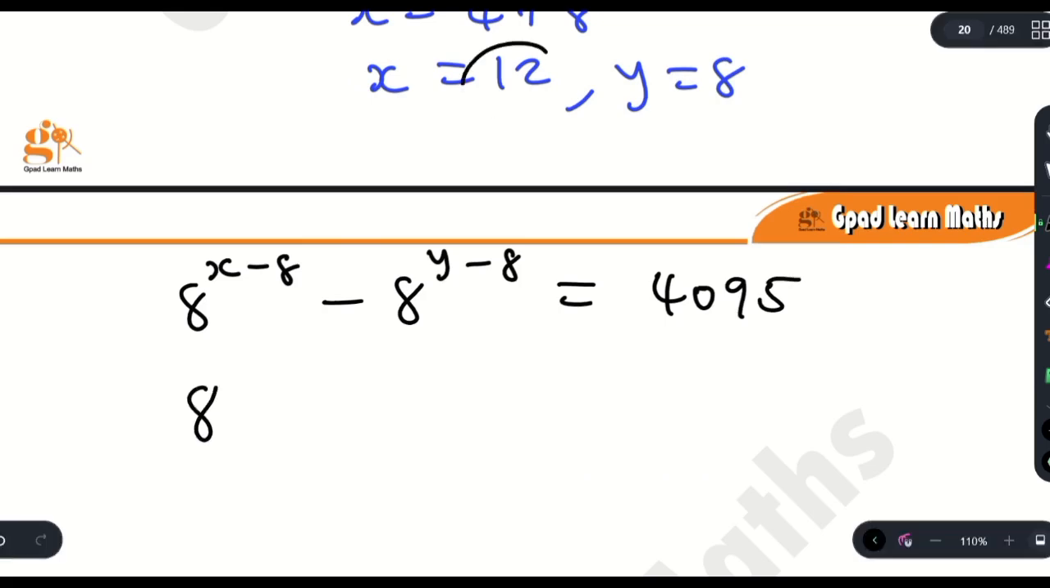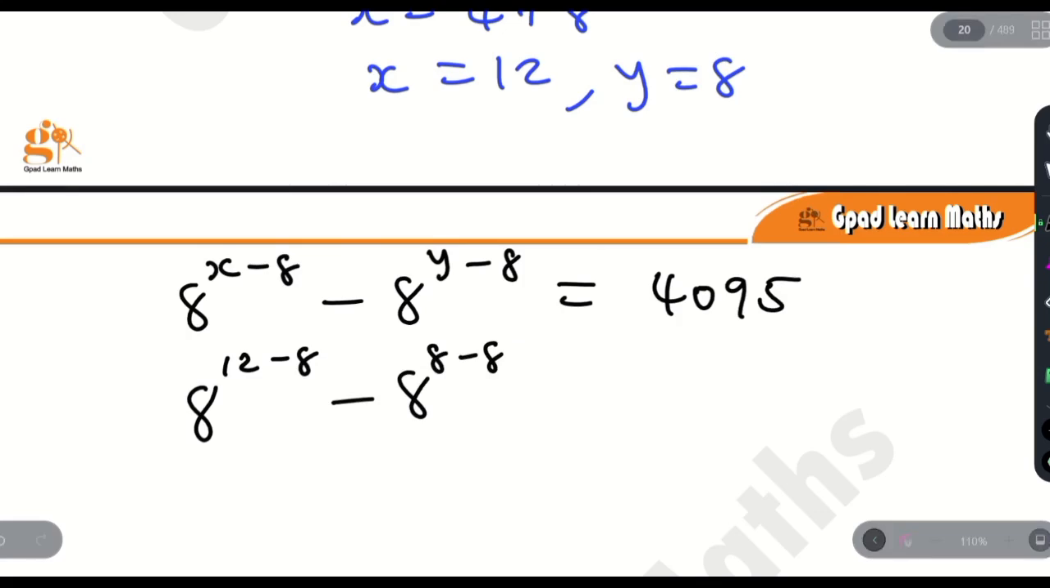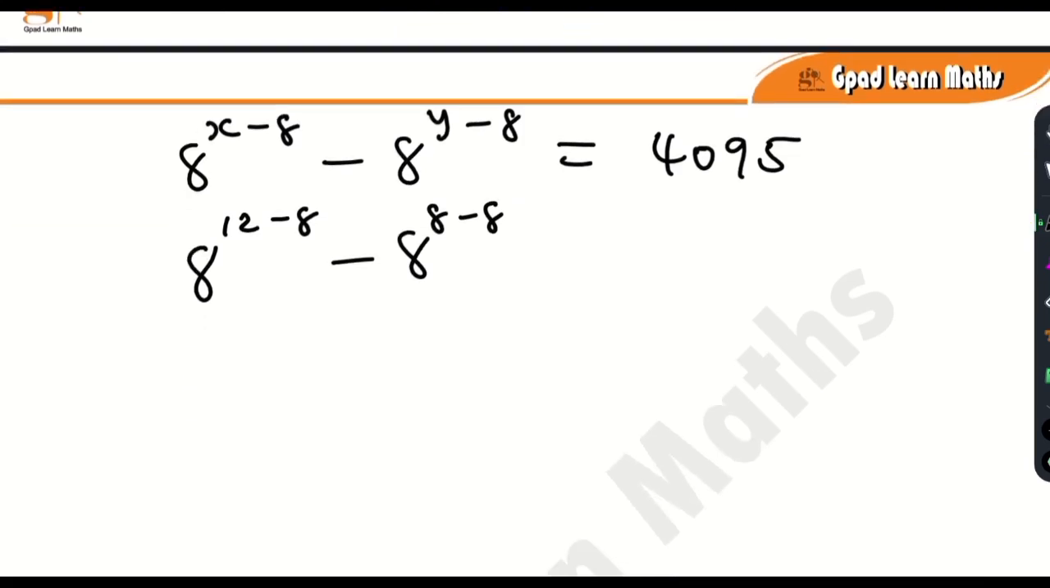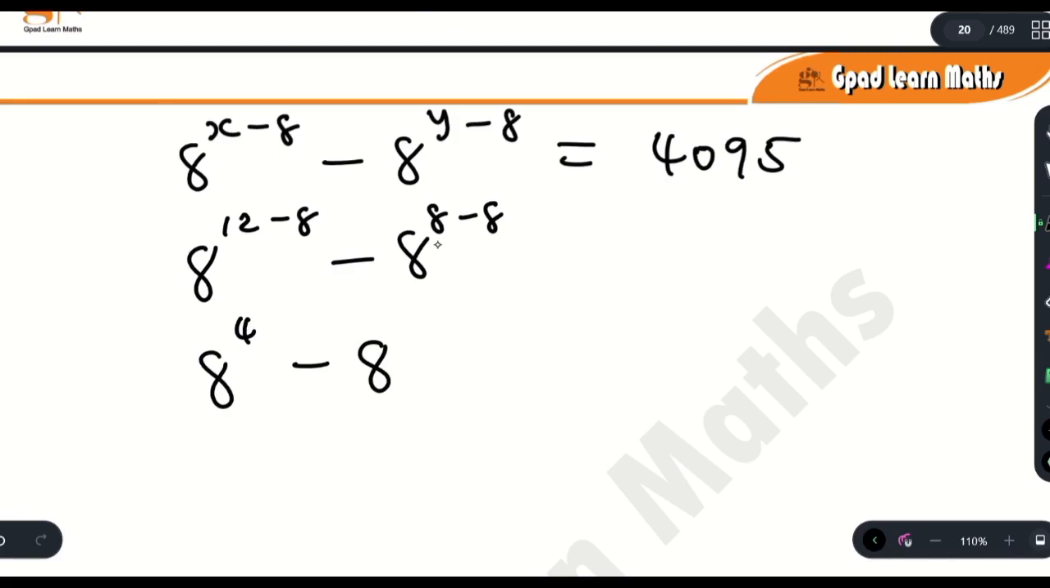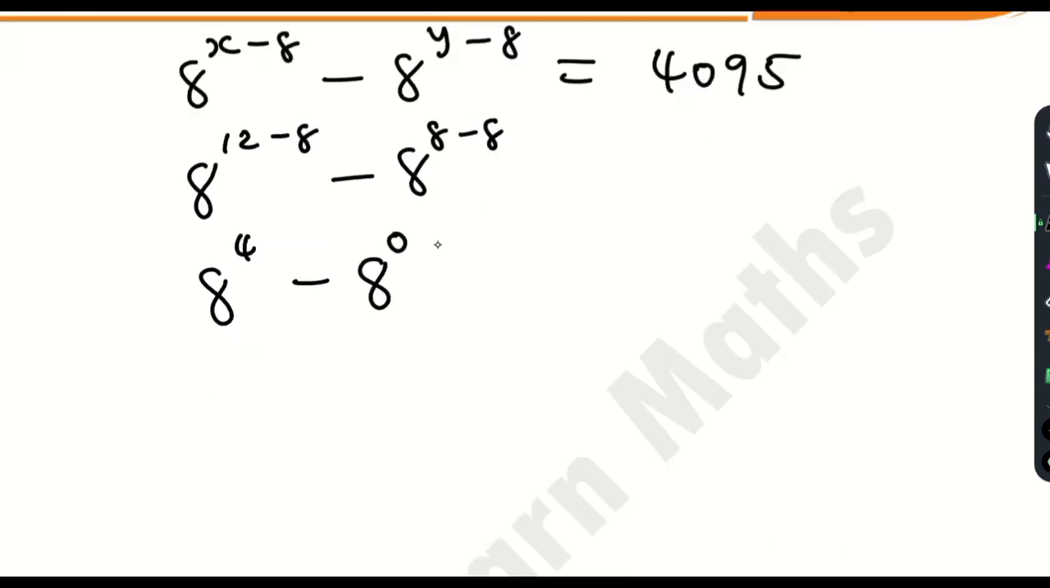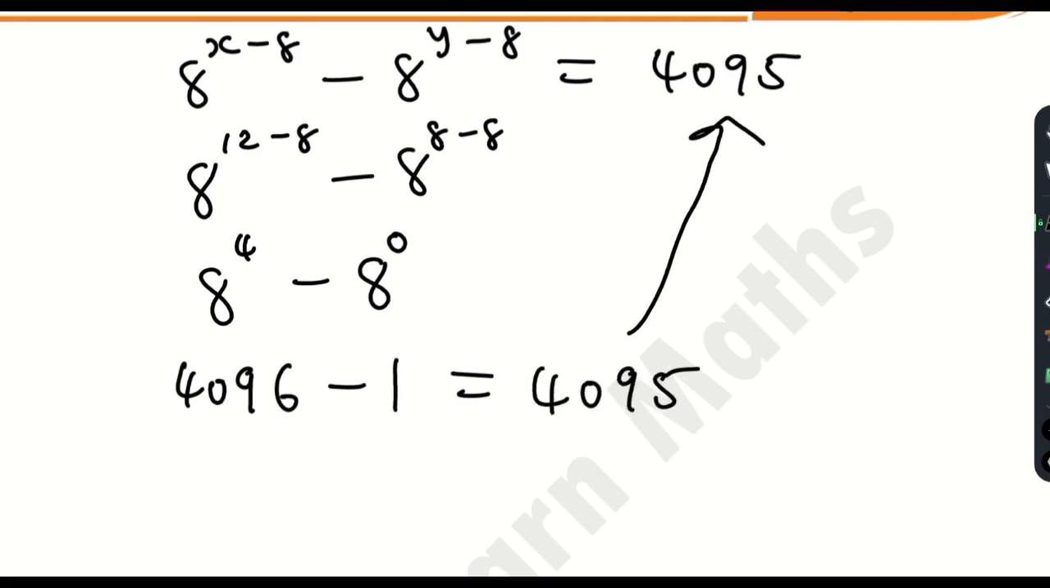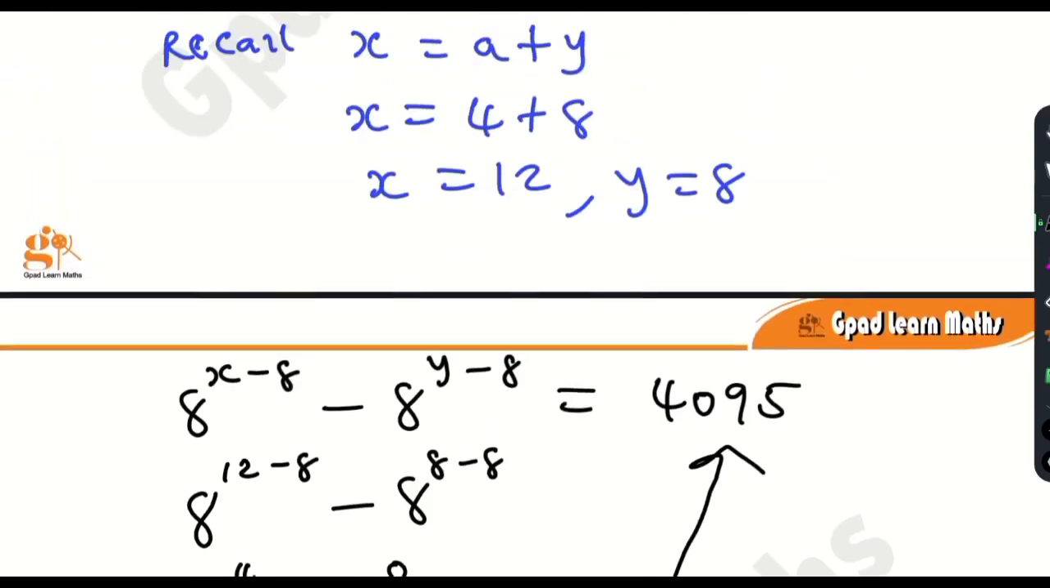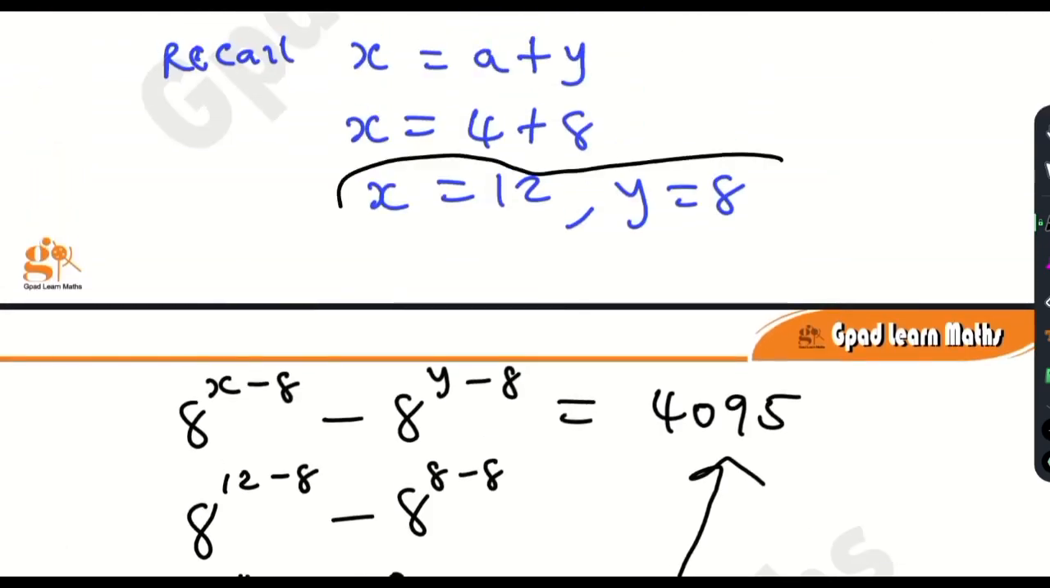What is x? We got x as 12, so I'm going to write 12 minus 8 here. What about y? y is 8, so let's write 8 minus 8. We want to see if this will give us 4095 on the right-hand side. So you have 8 raised to power 12 minus 8, which is 4. Here 8 is raised to power 8 minus 8, which is 0. Remember that 8 raised to power 4 is 4096, and 8 raised to power 0 is 1. So when you do 4096 minus 1, you get 4095, which is what we have on the right-hand side. So yes, the value of x is 12 and the value of y is 8. They both satisfy the equation.